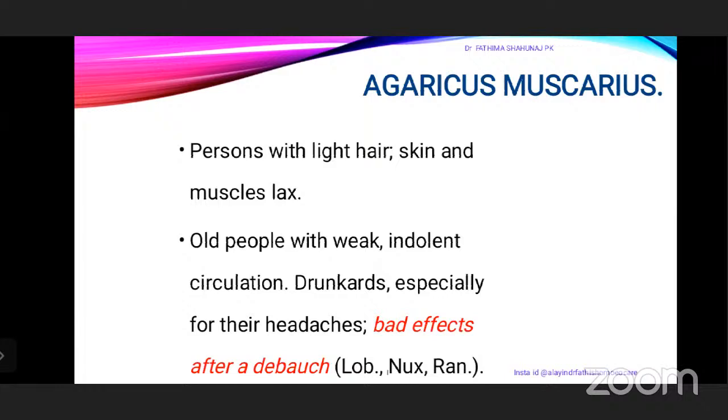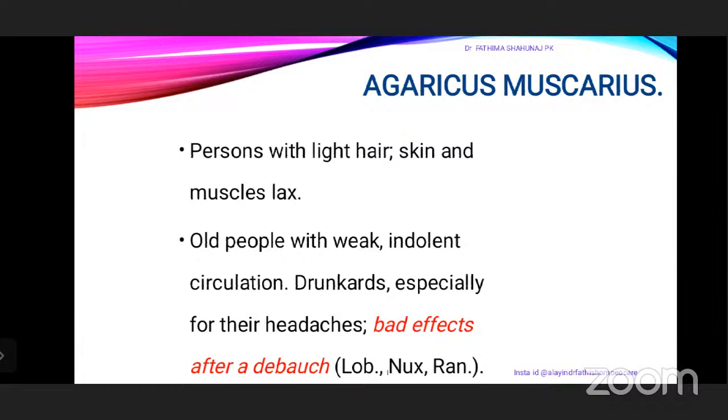So next about Agaricus. It belongs to persons with light hair, skin and muscles, and legs. Old people with weak, intolerant circulation. Drunkards, especially for their headache. So it is mainly headache of drunkards, and bad effects after dehydration. It is compared with Lobelia, Nux vomica and Ranunculus bulbosus.